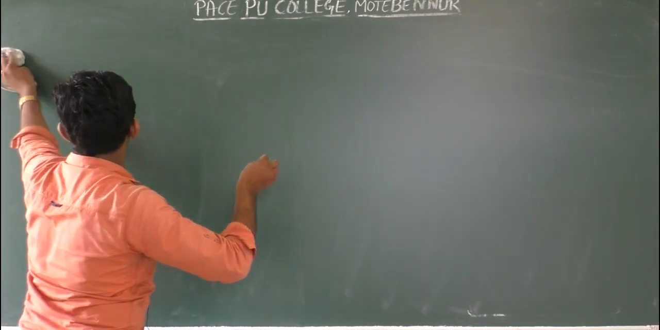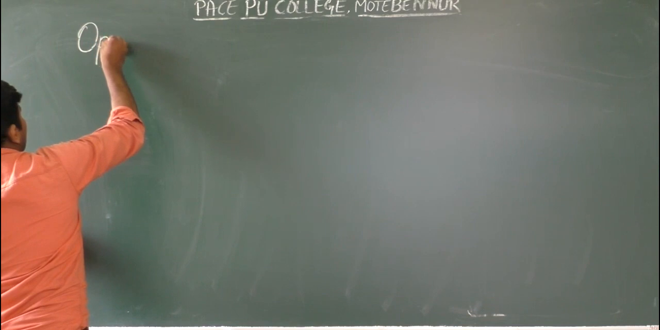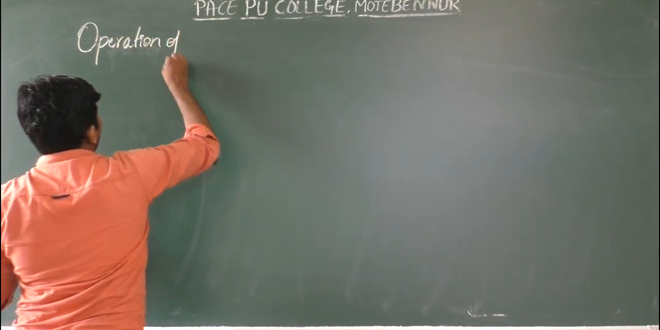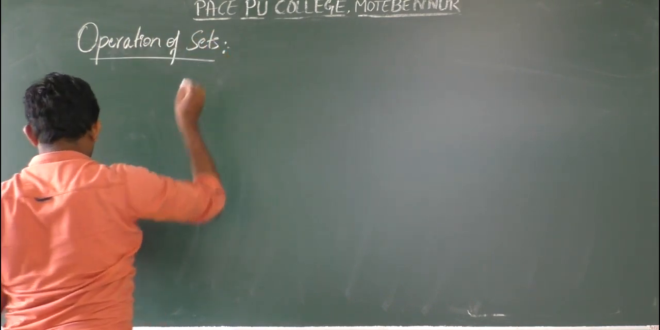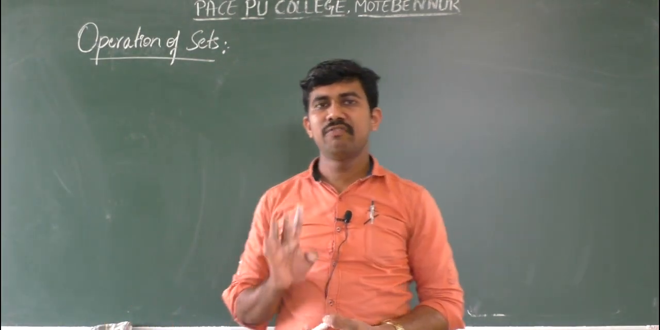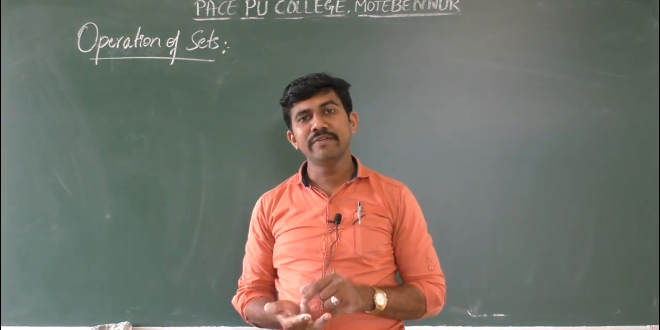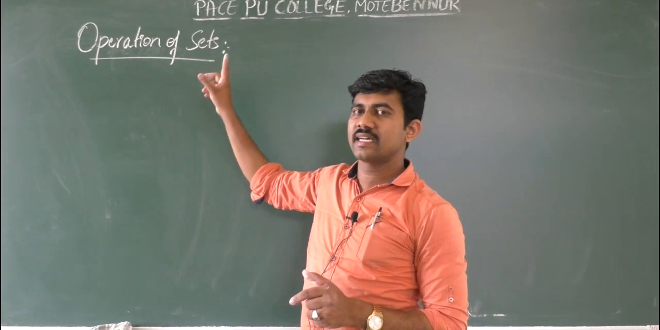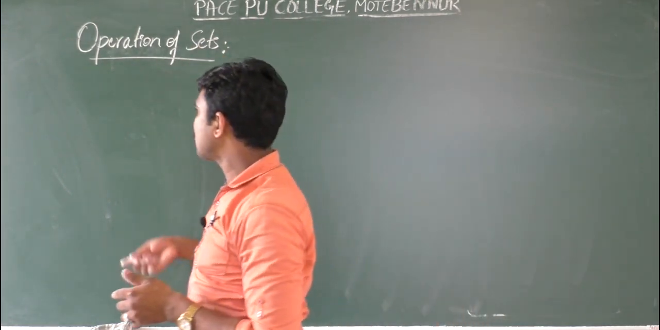So our next concept is operations of sets. See, in basic mathematics there are 4 operations, that is addition, subtraction, multiplication and division. Similar to that, in sets also we have some operations. So what are the operations of sets?